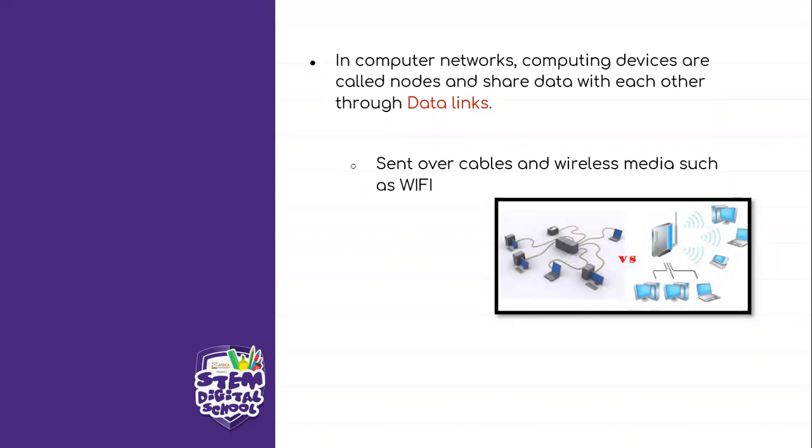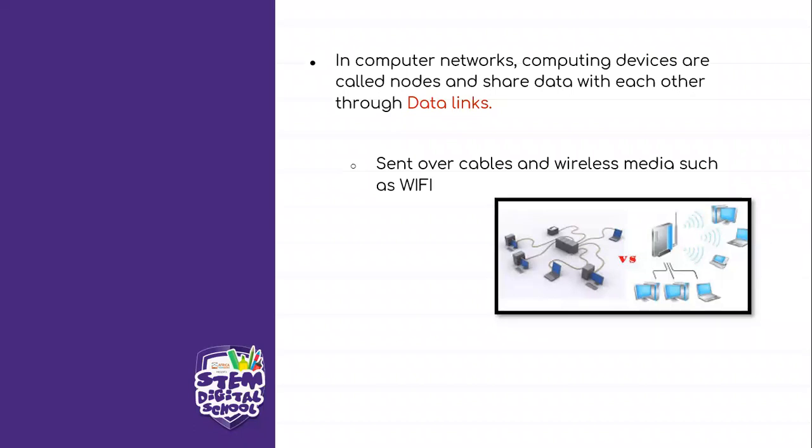Our computers are connected to the same printer. So our devices are called nodes in computer networks. We call our devices nodes, so you must know this concept, very important. And also data links. We said data links are sent over cables and wireless media such as Wi-Fi.